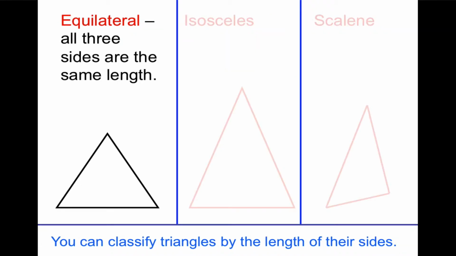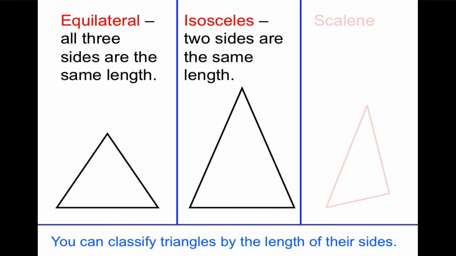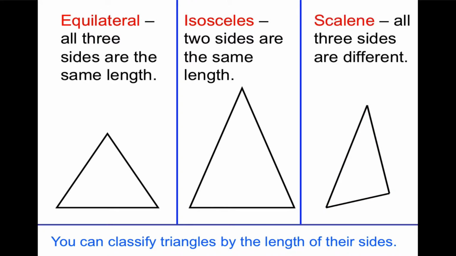The second way that you can classify triangles is according to the lengths of their sides. So if all three sides are the same length, we call that an equilateral triangle. Isosceles is when two sides are the same length, but the third is different. And then there's scalene, where all three sides are different.